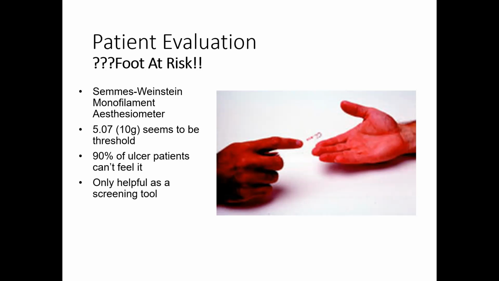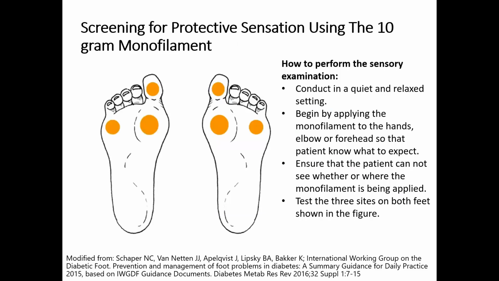Usually 5.07 is the number, which is equivalent to 10 gram, which seems to be the threshold here. 5.07 is the pressure, okay? 90% of the ulcer patients can't feel it, and it is very helpful for screening purposes. This is how you perform it. You can see these orange areas are the pressure points where you apply this filament, and you assess the sensation.